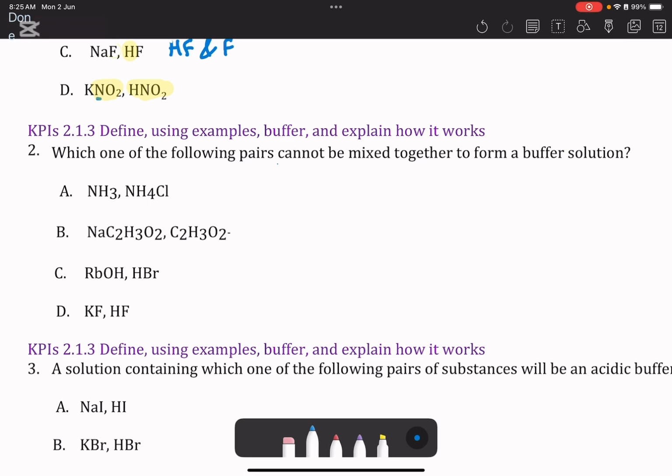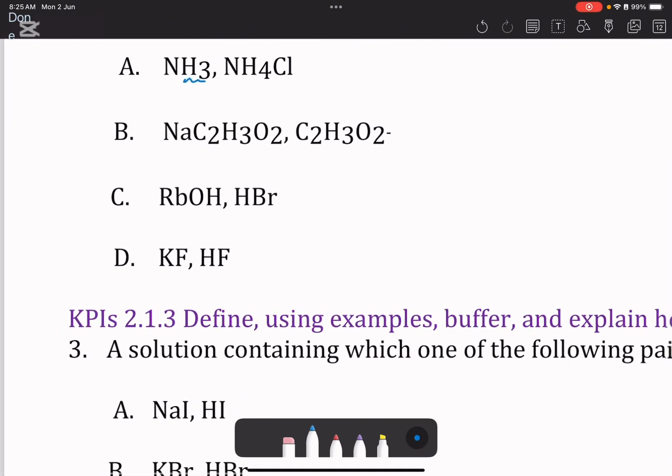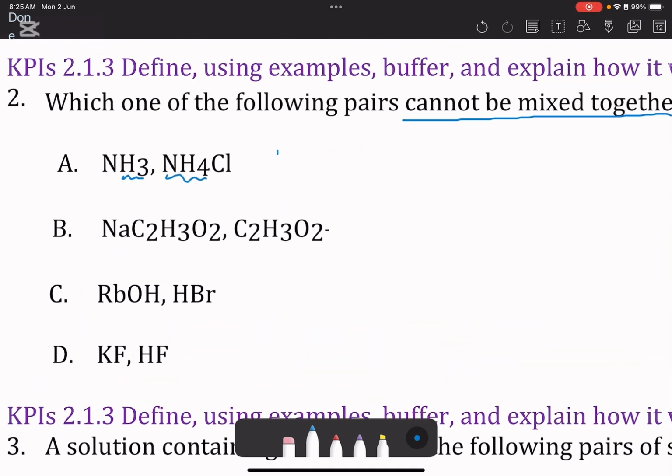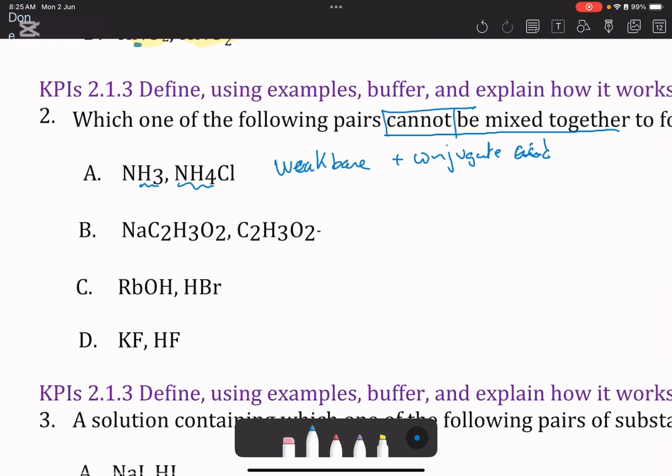So, which of the following pairs, again, cannot be mixed together to form a buffer solution? So as I told you, let's follow the technique of counting hydrogens. NH3 and NH4. That's a weak base with its own conjugate acid. So that's a buffer. And specifically, that's a basic buffer. Here we want to choose the couple that cannot make a buffer. So this one makes a buffer. Now let's look at this one.